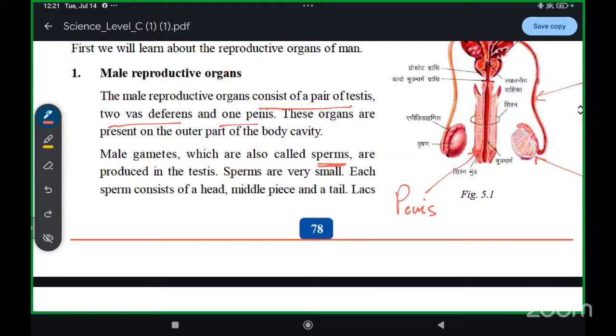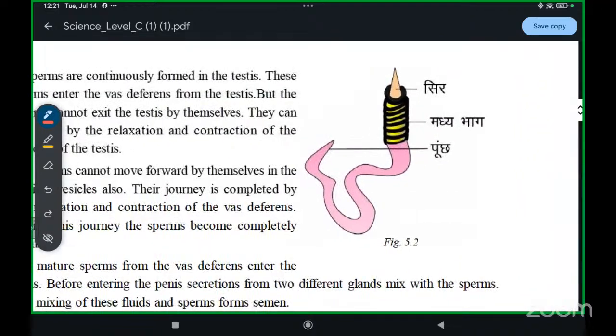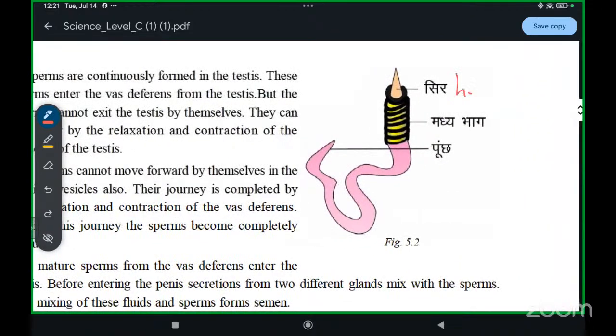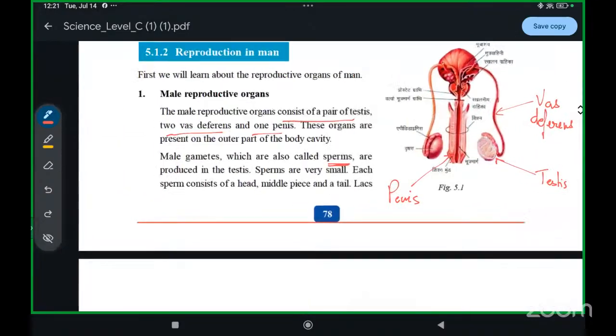They are very small, microscopic in nature. Microscopic means very, very small. Each sperm consists of a head, a middle piece, and a tail. This is how it looks. This is the head, this is the middle part, and this is the tail. They are very small, microscopic in nature.